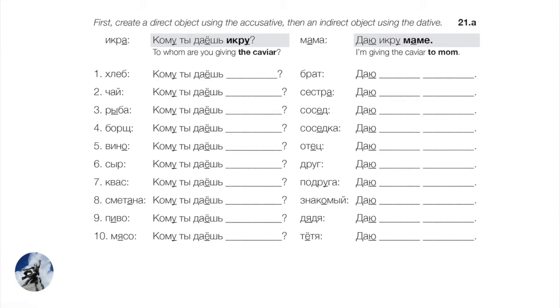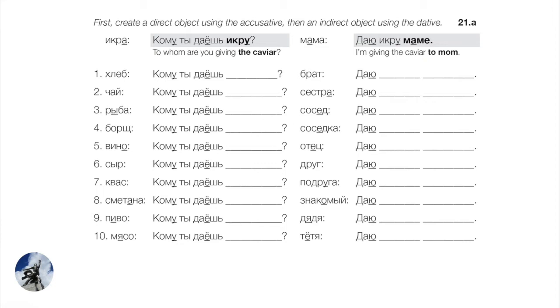Okay, number two, чай. To whom are you giving the tea? Кому ты даёшь чай? Okay, another masculine, inanimate, no change in the accusative. I'm giving tea to my sister. Даю чай сестре. E is the dative ending.